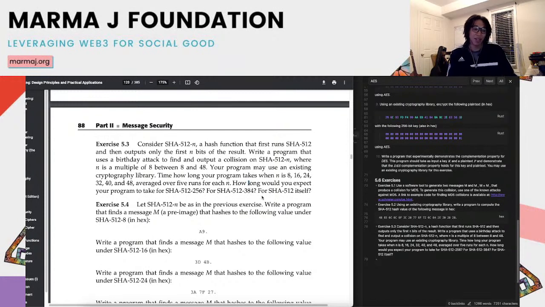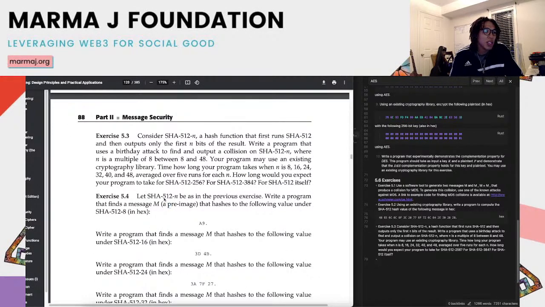And seeing how long it takes. That to me seems useful. So for the next one, let SHA-512-N be as in the previous exercise. Write a program that finds a message, M, a preimage, that hashes to the following value.